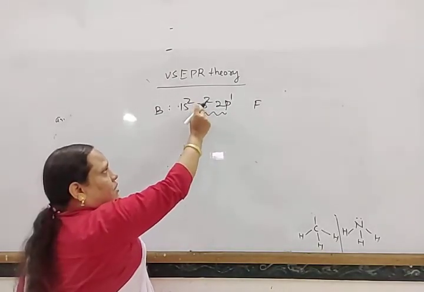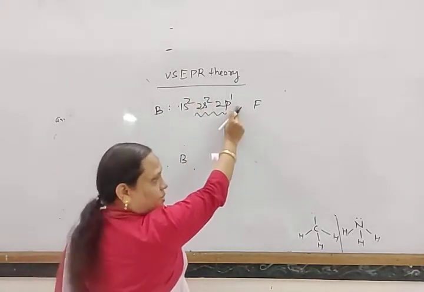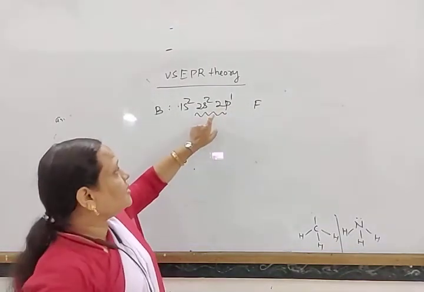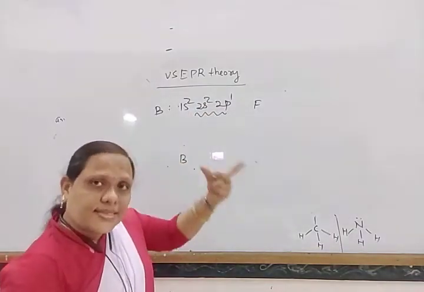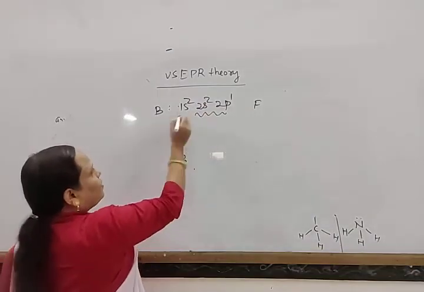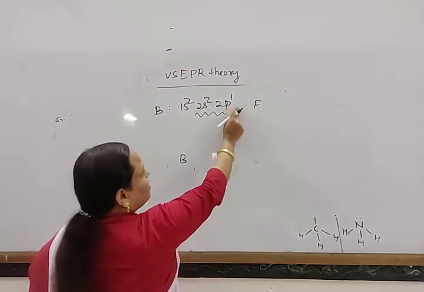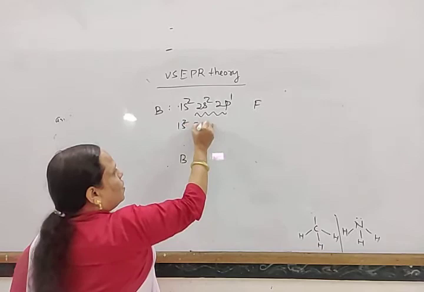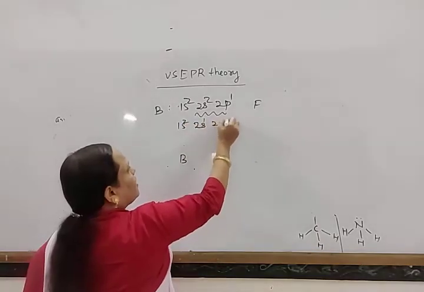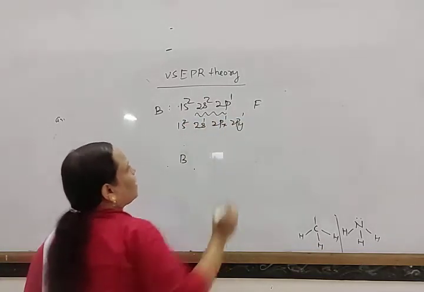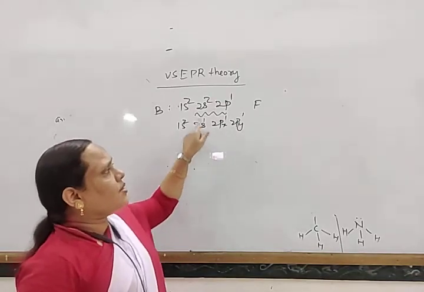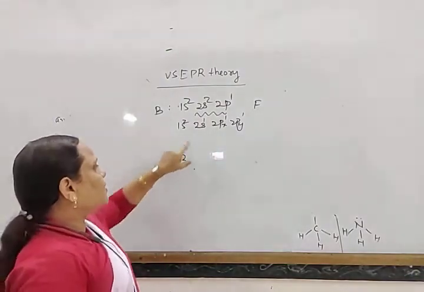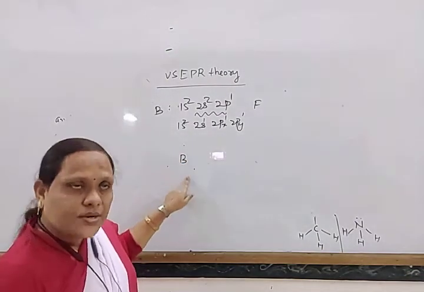Now one electron from the s orbital comes to the p orbital. Boron has 1s2, 2s2, 2p1 in its ground state. In the excited state, one electron from the 2s orbital comes to the 2p orbital. So in the excited state, it becomes 1s2, 2s1, 2px1 and 2py1. As one electron is excited, it has 3 unpaired electrons, or single electrons.